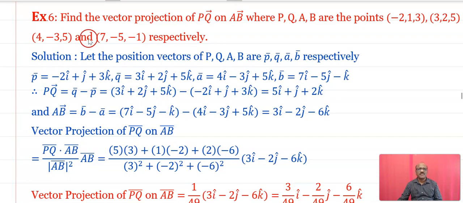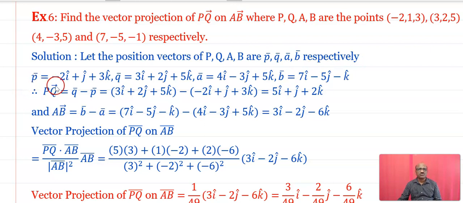Now the next problem. Find the vector projection of PQ bar on AB bar, where P, Q, A, B are the points. What are their coordinates? Minus 2, 1, 3, then 3, 2, 5. Next is 4, minus 3, 5, then 7, minus 5, minus 1 respectively. Let the position vectors of P, Q, A, B be P bar, Q bar, A bar, B bar respectively.